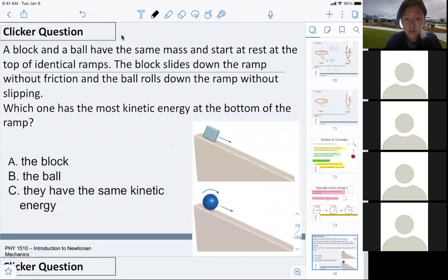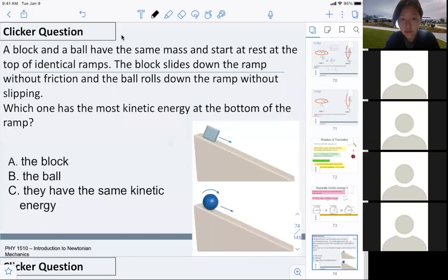So let's start with looking at a question we can answer qualitatively. We have a block and a ball. They have the same mass. You start them from rest and let them go down two identical ramps. The block simply slides down, right? Assume there's no friction, and the ball will roll down the ramp, rolling without slipping. Which one will have the most kinetic energy at the bottom of the ramp? Would you think it's the block, or the ball, or maybe both of them have the same one?